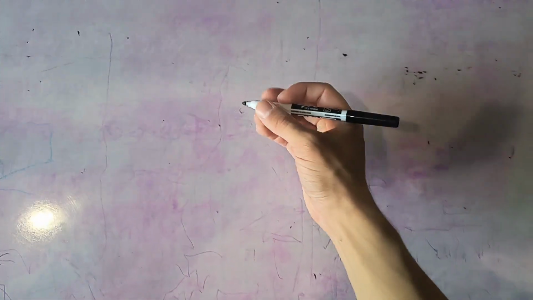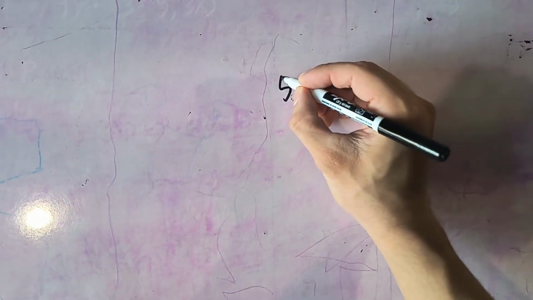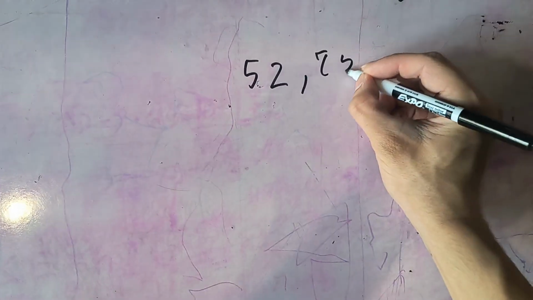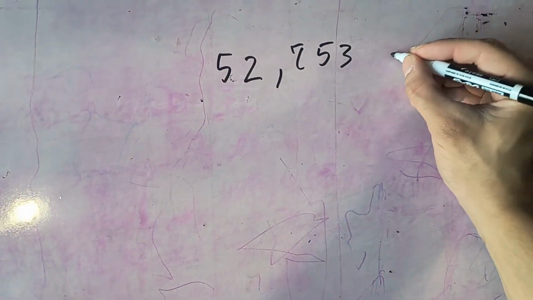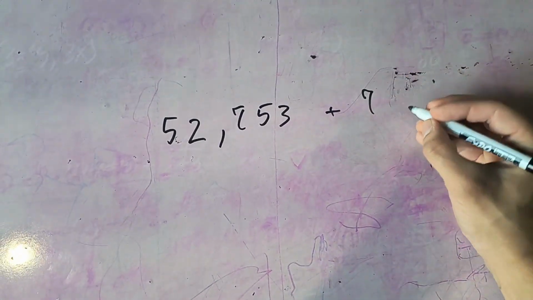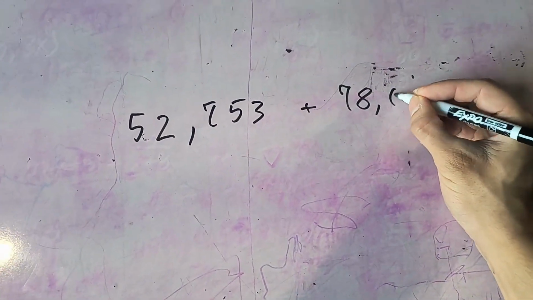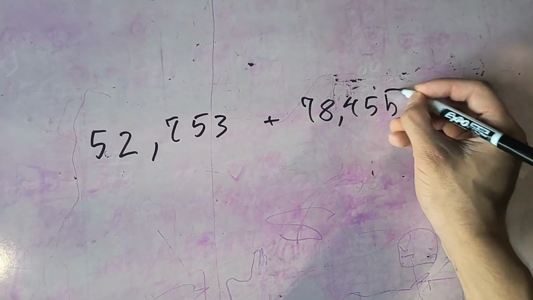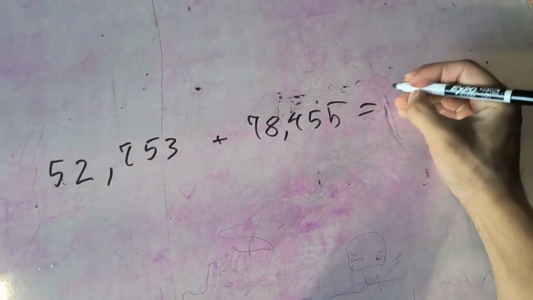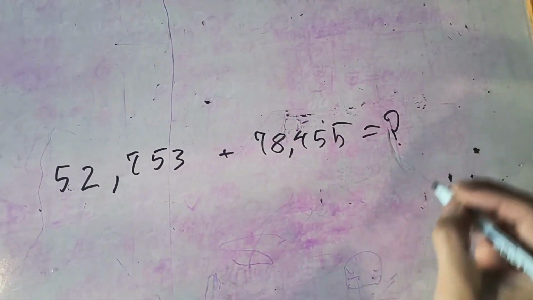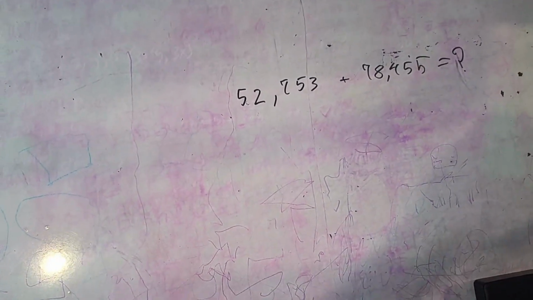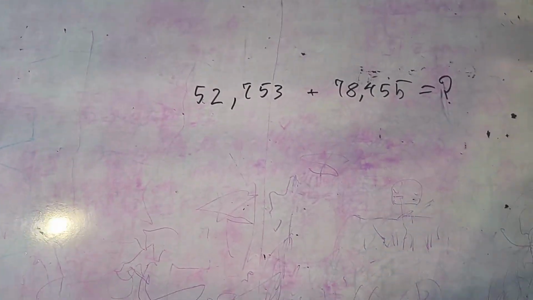Okay, so let's say I have the number 52,753 plus the number 78,455. Whoa, oops, that's not a question mark. What is the estimated sum? Not the exact sum, the estimated sum of these numbers.